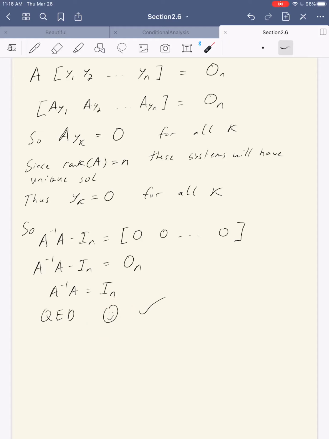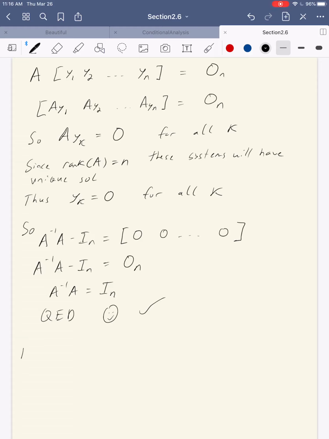All right. That is the major theorem of this section. Namely, if you know that the rank of a matrix is n, and it's full rank, meaning that the rank matches the rows and columns, then you automatically know that it is invertible, and vice versa.